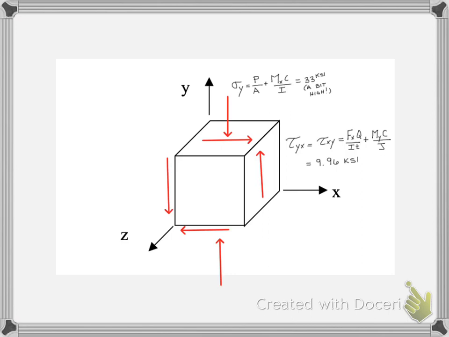And then we'll just draw it on our opposite faces. It's our VQ over IT plus TC over J, and that ends up weighing 9.96 KSI as positive shear. Hope that worked out for you all on your answers.